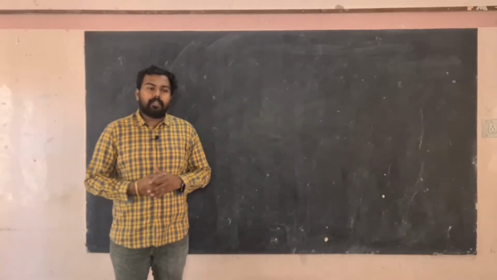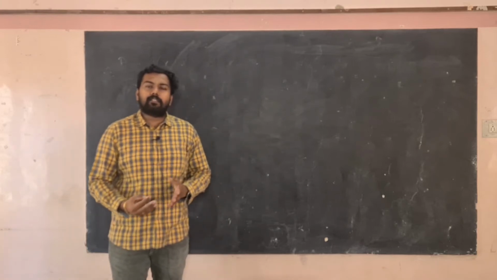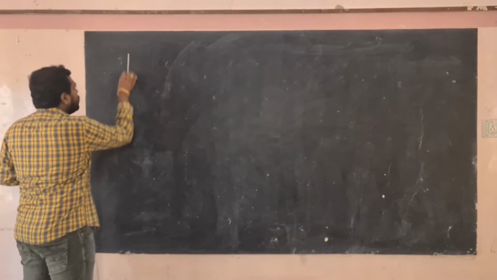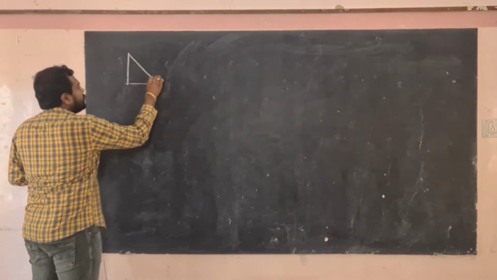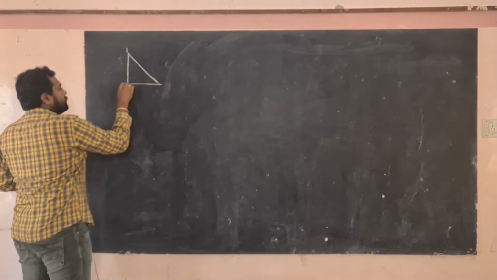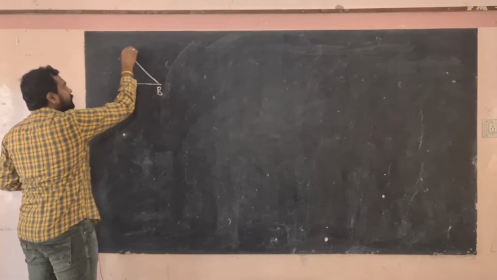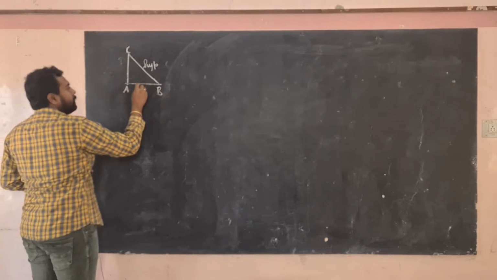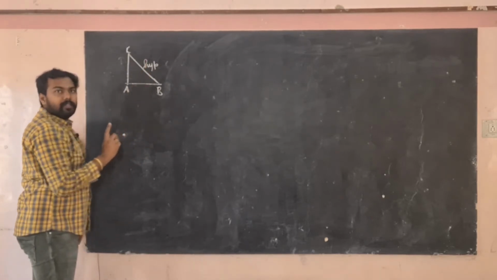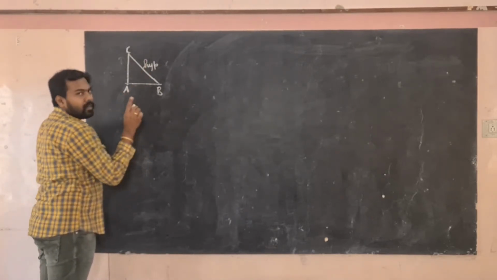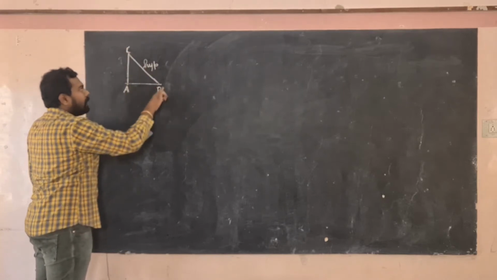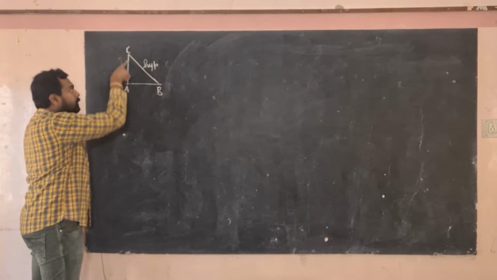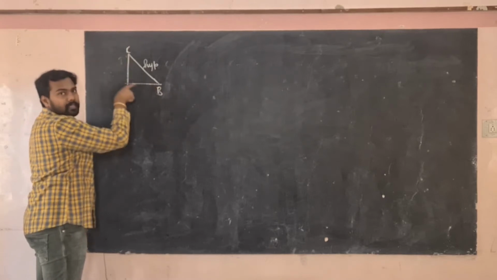Okay, so example 5.6. What have they asked us to prove? That it is a right angled triangle. So what is a right angled triangle? We know it will be of this format. If we take this as A, B, C, this will be called the hypotenuse. We know according to Pythagoras theorem, the square of the hypotenuse will be equal to the sum of the squares of the other two sides.